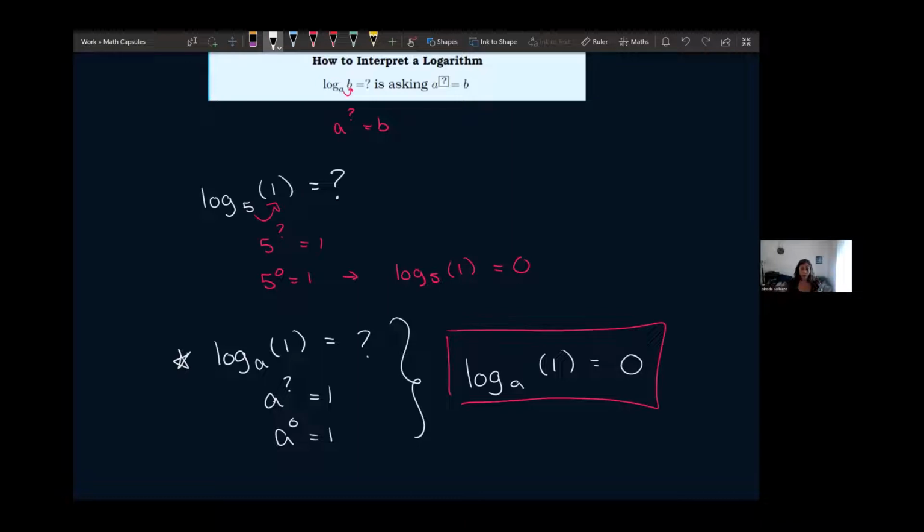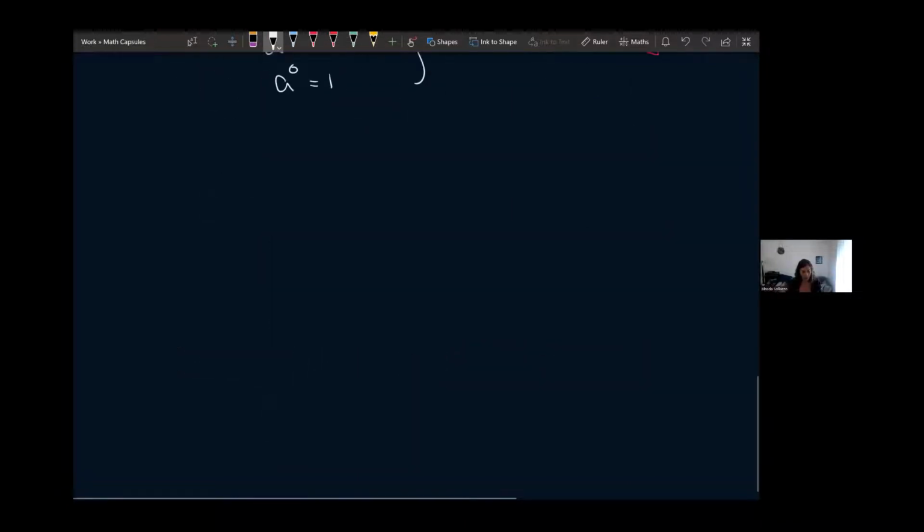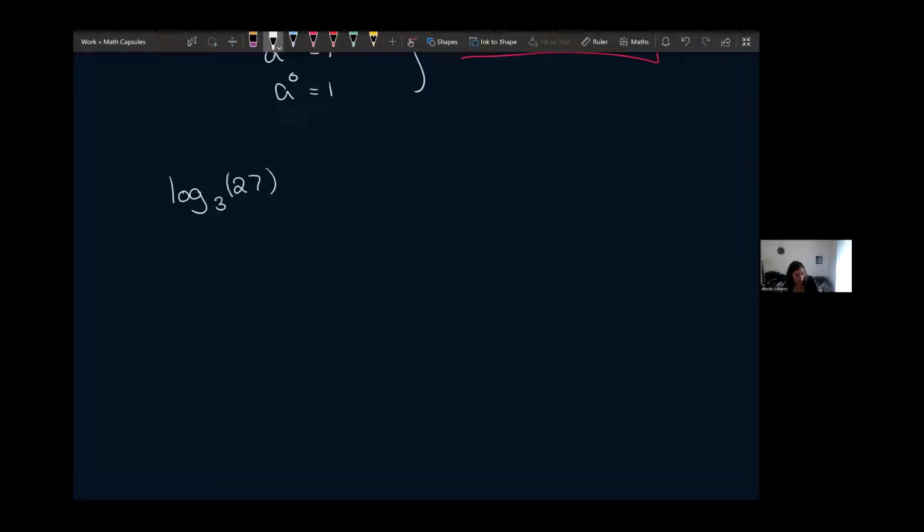We're going to do 2 more examples. Next one, what if I want to know log base 3 of 27? Again, pause the video here, think about it, and when you come back, I'll do it. Okay, hopefully you got it. Once again, the question that this is asking, what exponent can I raise my base to get the answer that's inside the logarithm? So 3 to the power of what is 27?